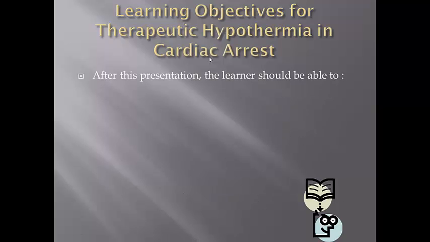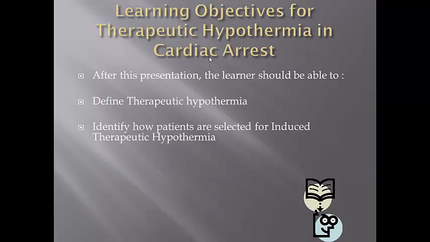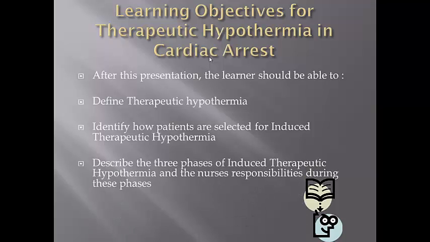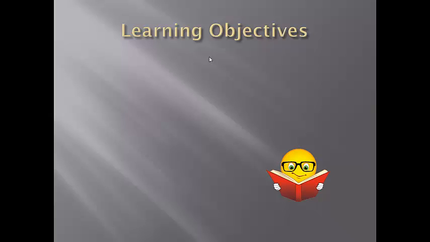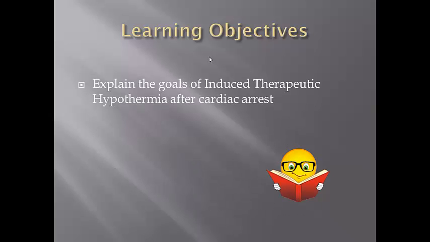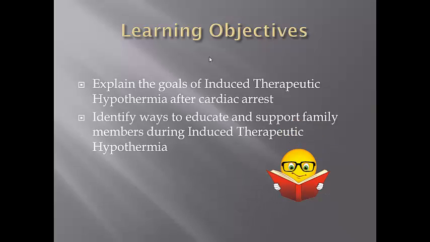After this presentation, the learner should be able to define therapeutic hypothermia, identify how patients are selected for induced therapeutic hypothermia, describe the 3 phases of induced therapeutic hypothermia and the nurse's responsibilities during these phases. Explain the goals of induced therapeutic hypothermia after cardiac arrest. Identify ways to educate and support family members during induced therapeutic hypothermia.